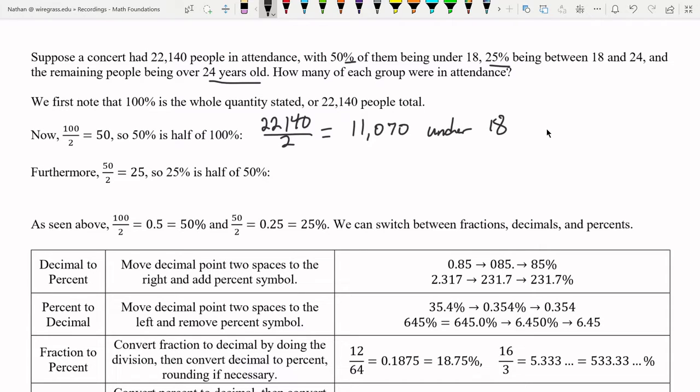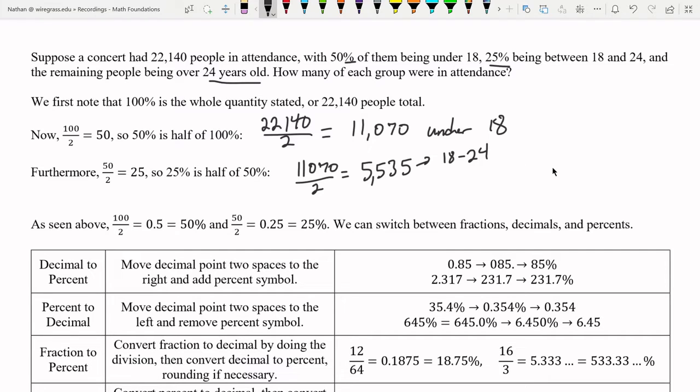Okay, now if we take 50% and divide it by 2, we're going to get 25. So 25% is half of 50. So once again, 11,070 divided by 2, 5,535. And this was 25% between 18 and 24.